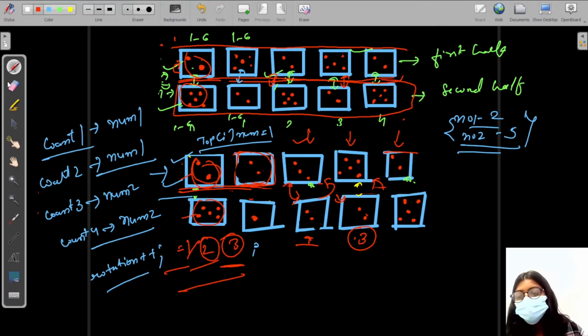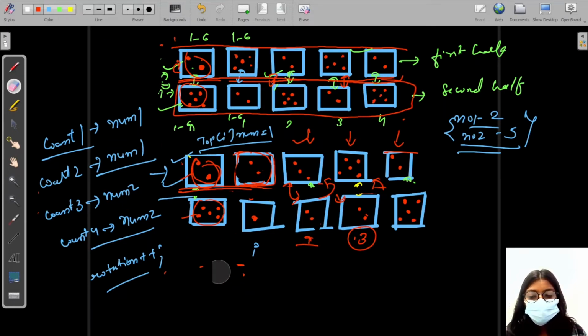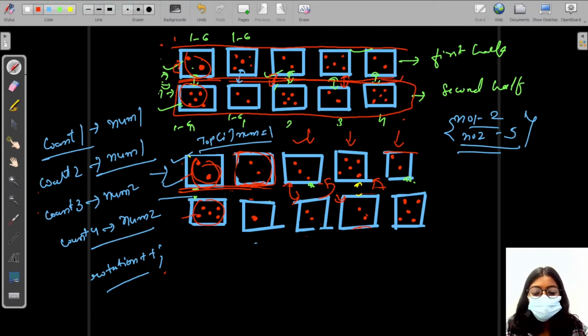Okay. Now discuss the case if I want to make my bottom half to contain number 1. Now initially my rotation is equal to 0. Okay. So now I want my bottom half to contain my number 1. So my rotation is equal to 0. I check, is my top of i equal to number 1? Yes, it is equal to number 1. Then count plus plus. Sorry, then rotation plus plus.